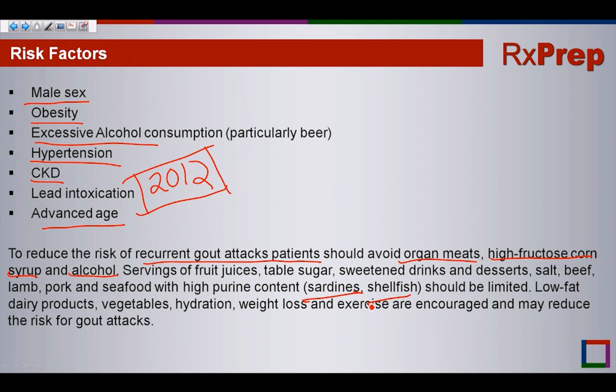Low fat dairy products, vegetables, hydration, that means keeping the patient well hydrated, drinking water, weight loss, and exercise are encouraged and reduce the risk for gout attacks, and they do. Okay, let's see. So hydration, weight loss, and exercise. Yeah, all important. All right. Now, that is listed, if you want to look where it's highlighted, under the risk factors on the bottom of page 547.